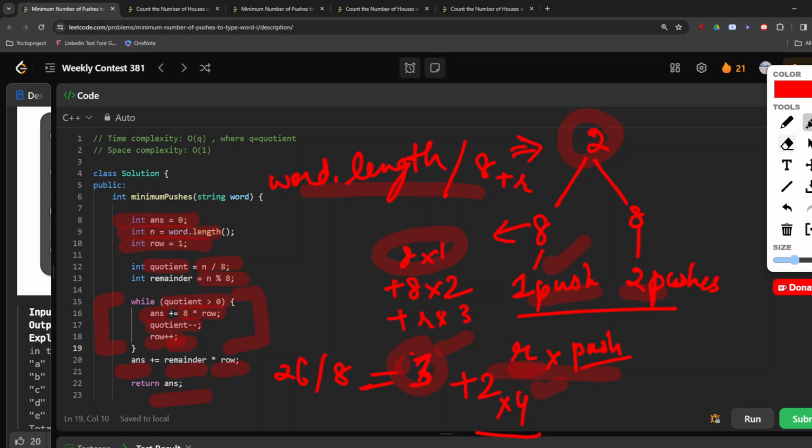So in this whole criteria, I hope you got the whole explanation, but now comes the part of time complexity and space complexity for the same. The time complexity, you can clearly see, is based on this quotient, right? So time complexity is order of q, where q is equal to the quotient, and the space complexity is order of 1, because we are not using any extra space.